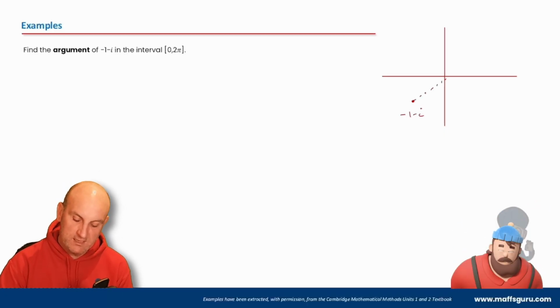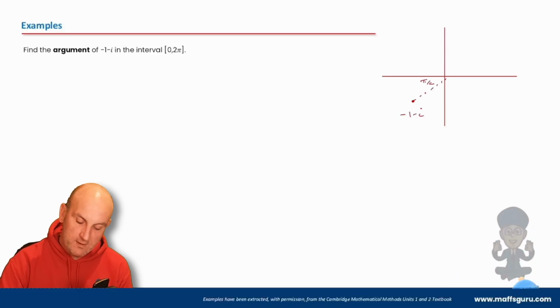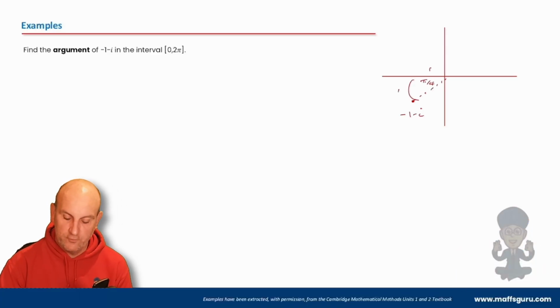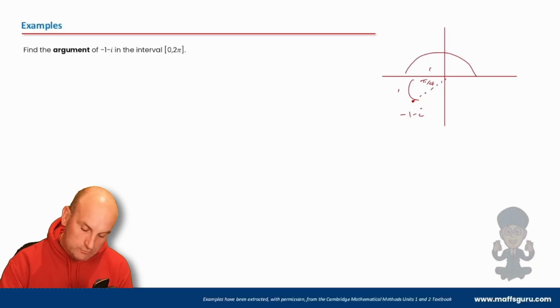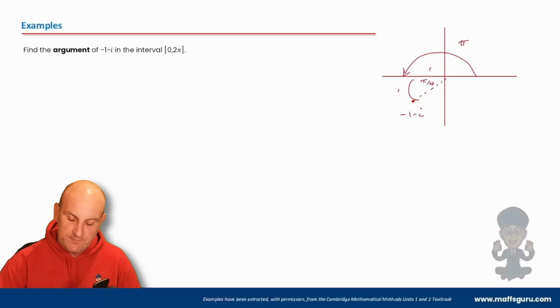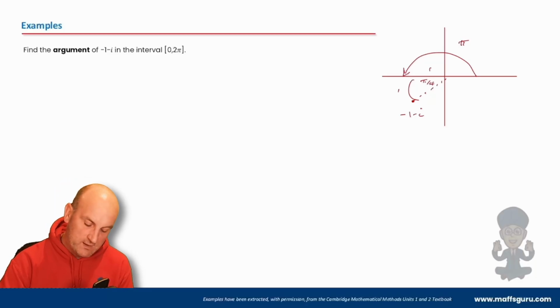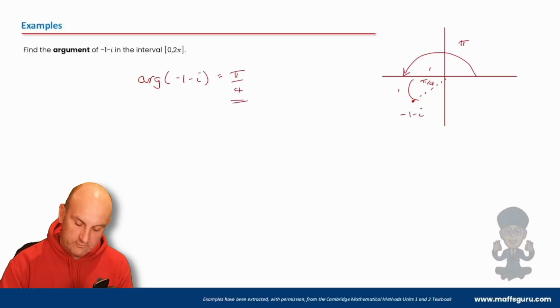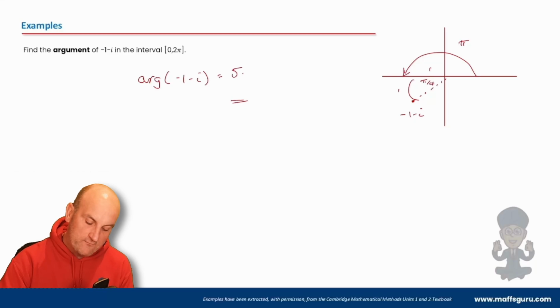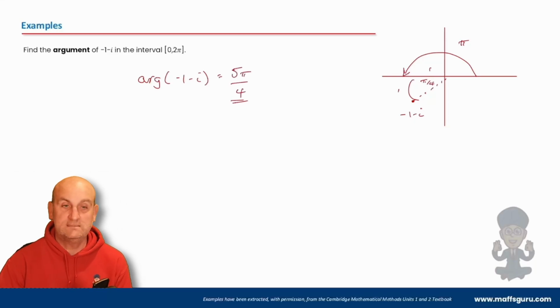Find the principal argument. Well, we know that that angle there is going to be pi on 4. The reason is because that's 1 and that's 1. So that's pi on 4. I want it in the interval 0 to 2 pi. So that's pi plus pi on 4, which gives me 5 pi on 4. So my arg of minus 1 minus i is equal to 5 pi on 4. Yes!